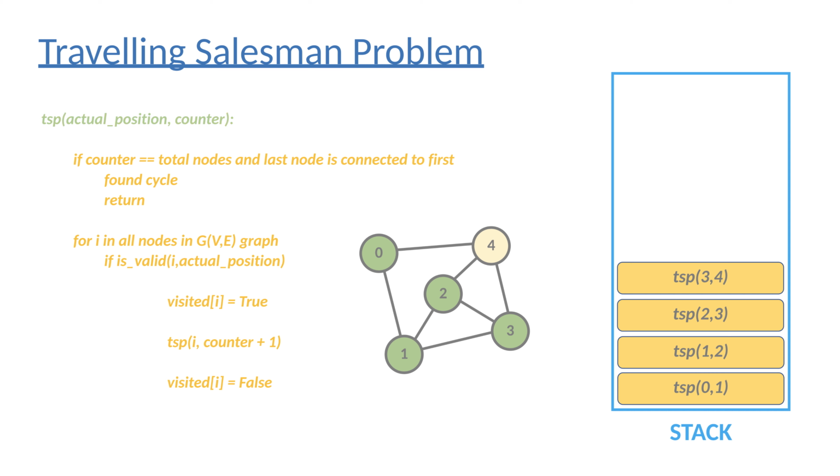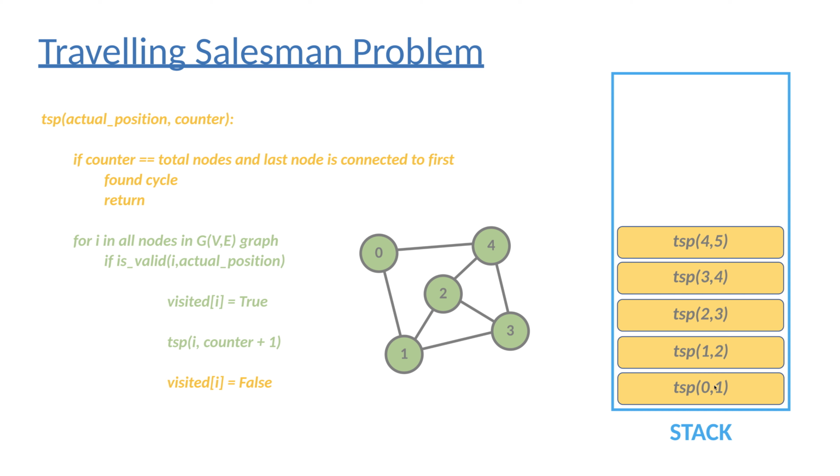Okay, so we start again. The counter is not equal to the total number of nodes, so we have to consider all the nodes of the graph. 0 is not good, 1 is not good, vertex 2 is not good, 3 is not good, but we can consider vertex 4 because it is connected to the actual vertex with index 3 and it is unvisited. So we set it to be visited and we call this function recursively with I equals 4 and the counter equals 5.